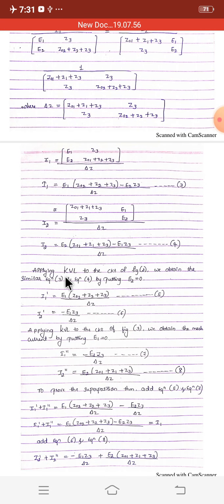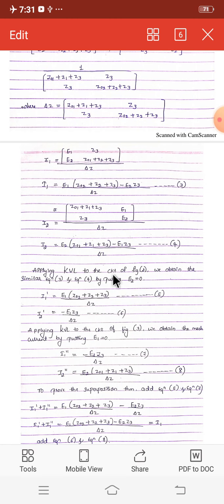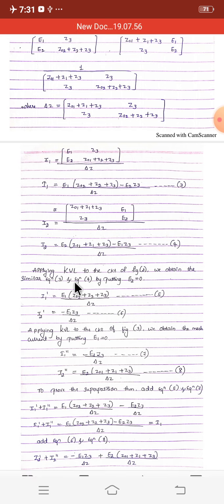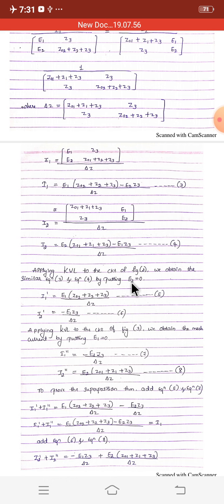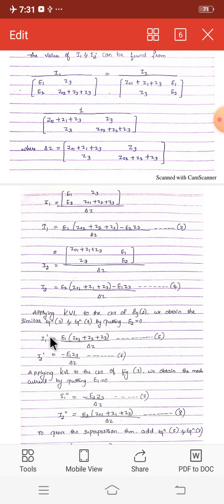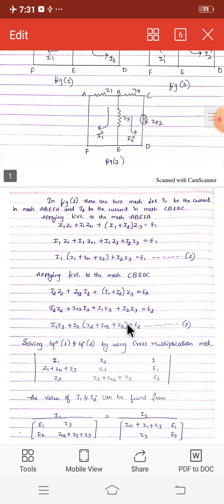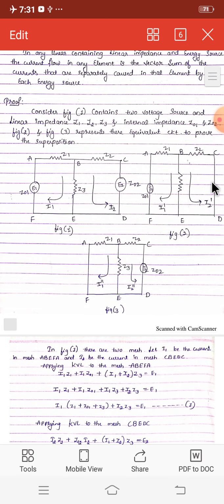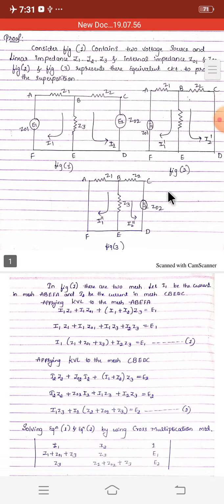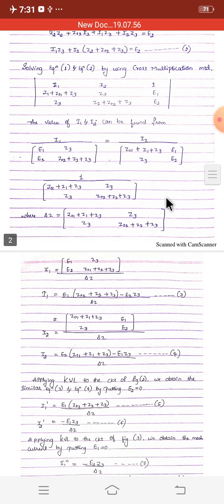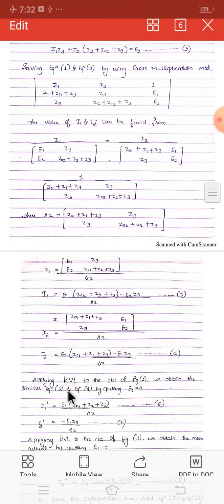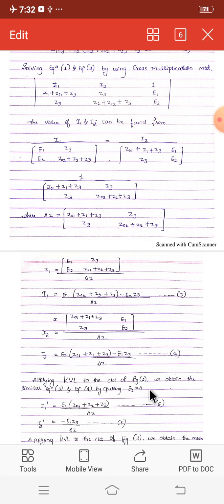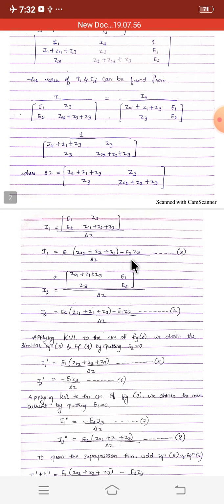Now, applying Kirchhoff's voltage law to the circuit of figure 2, we obtain similar equations 3 and 4 by putting E2 equal to 0. See here, I1 dash and I2 dash we want. So apply Kirchhoff's voltage law to the circuit of figure 2. See here, it is figure 2. So apply Kirchhoff's voltage law here, similar to equation 3 and equation 4 by putting E2 equal to 0. Same as it is.